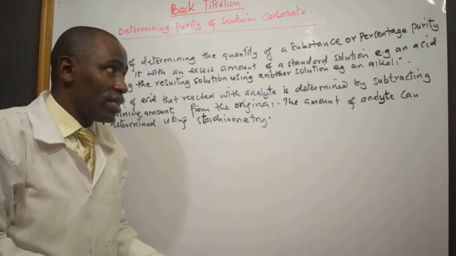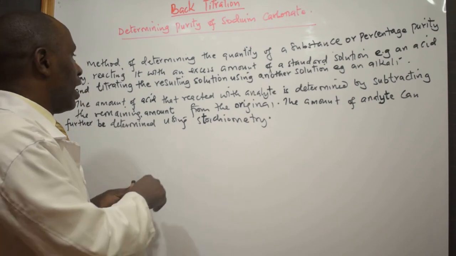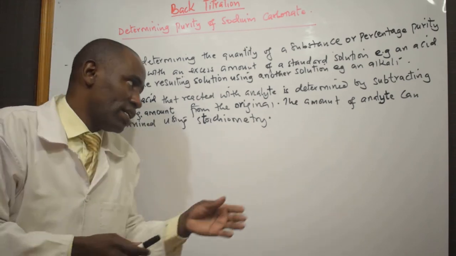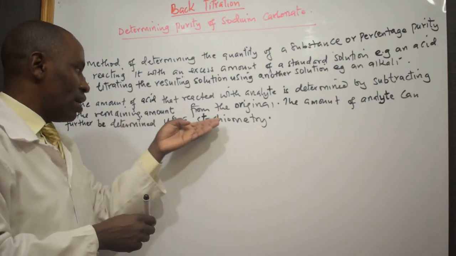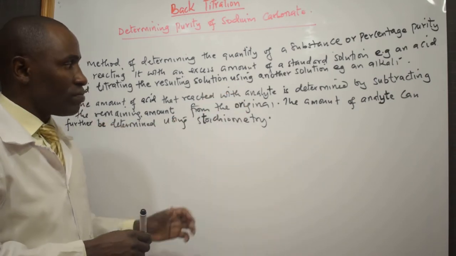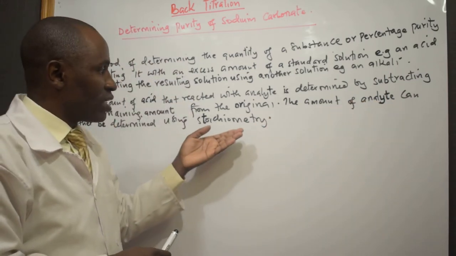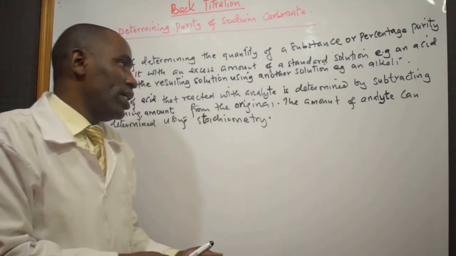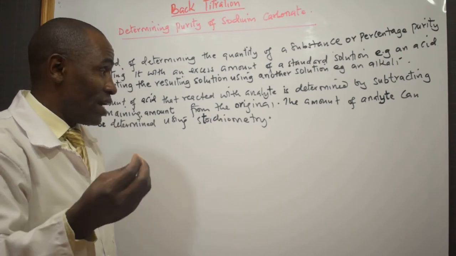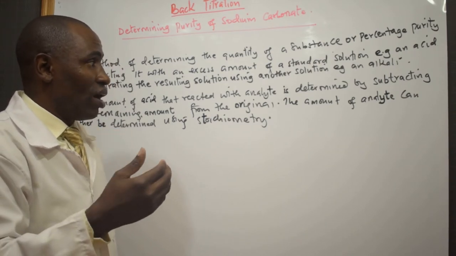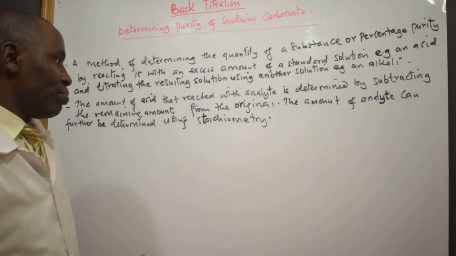With that, I'm able to work out the amount of acid that remains, and I can work out the amount of acid that reacted with the analyte by subtracting the remaining amount from the original. And the amount of analyte can further be determined using stoichiometry. By this I mean that we need to know how the substance reacts with the acid, or how it's going to react with the base, maybe if it was acidic. So basically, that's what we're talking about.